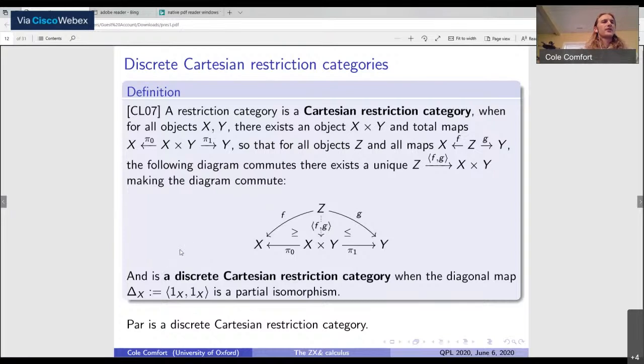And a discrete Cartesian restriction category is a Cartesian restriction category where the diagonal map, given by copying the identity, is always a partial isomorphism. And again, Par is a discrete Cartesian restriction category where this diagonal map is given by the span, where on the left it's equals, and on the right you have just the diagonal map in sets.